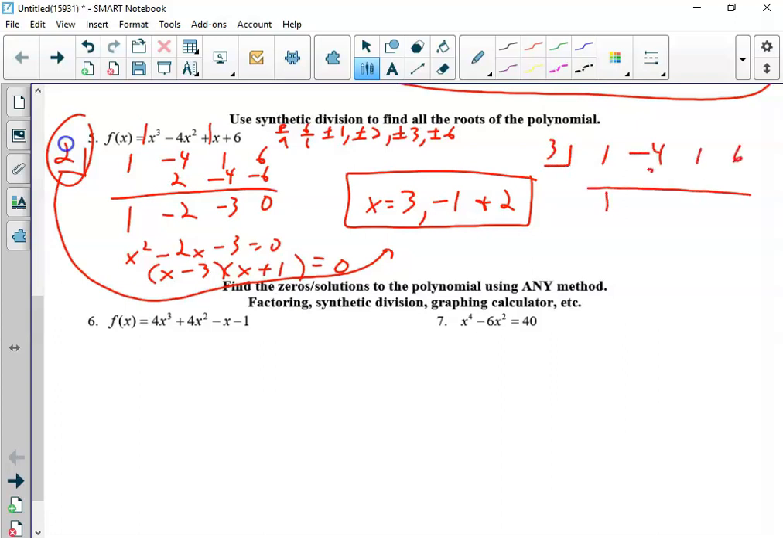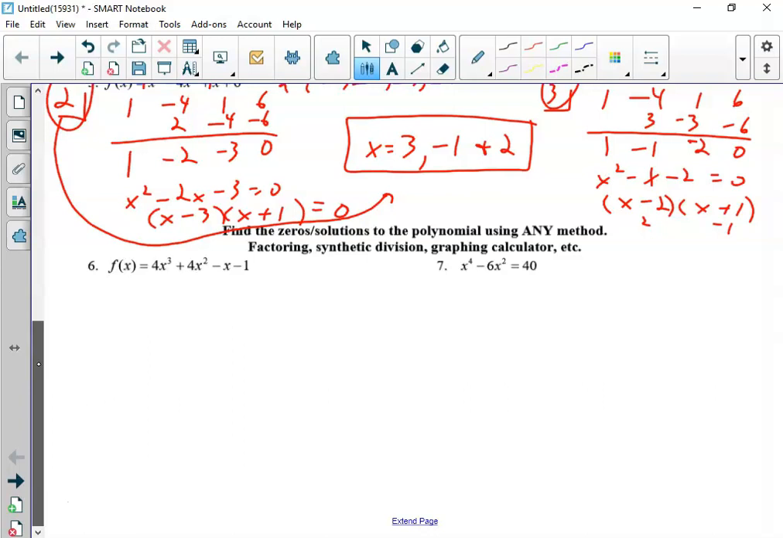Drop down, multiply, add, multiply, mess up here. Negative 3. There you go. Negative 2, negative 6, 0. Now, x squared minus x minus 2 equals 0. X minus 2, x plus 1. Okay? There's my answers. 2, negative 1, and 3. So, any one of those numbers I would have started with, I would have ended up finding the other two. And I have the calculator to back me up.